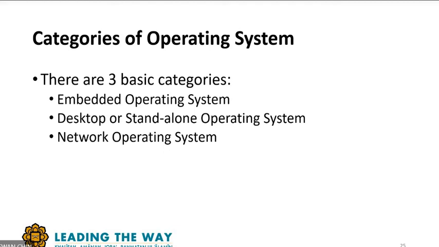Okay, this is the category of the operating system. We have three basic categories. The first one is the embedded operating system. The second one is the desktop or standalone. Okay, desktop or standalone. And the third one is the network operating system. It means the operating system functions using a network connection.